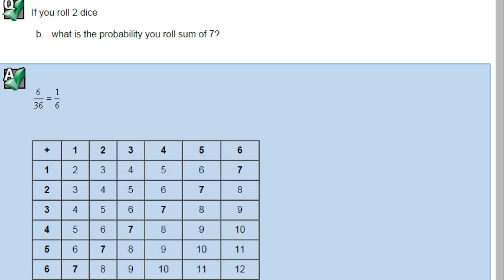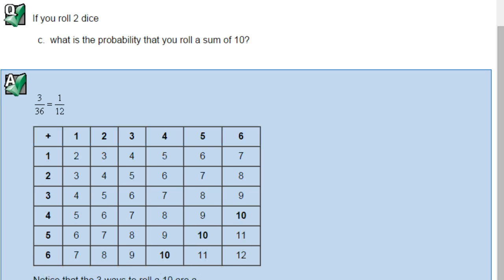Now if we roll 2 dice and we want the probability of rolling a sum of 7, we can use our dice chart and we can look at all the cells that end up with 7. So we have 1, 2, 3, 4, 5, and 6. So that gives us a 6 in 36 probability of rolling 7, and we simplify that to 1/6.